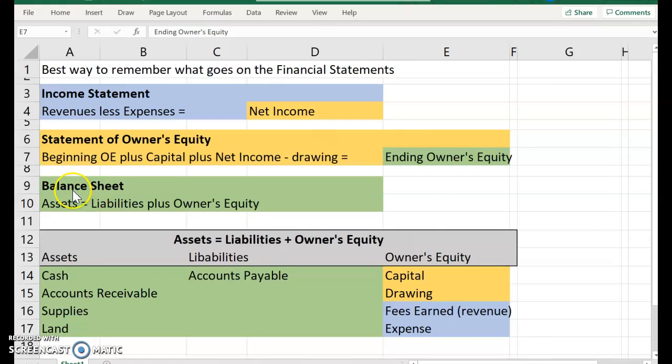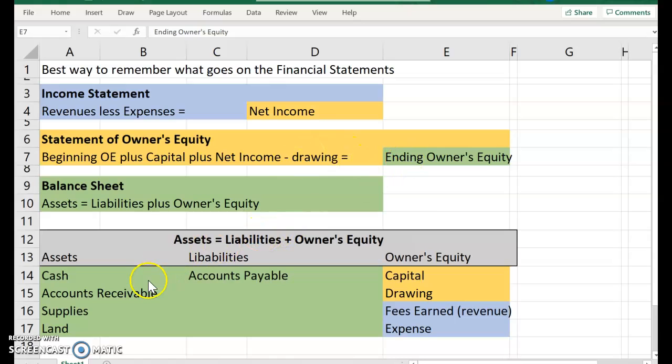Okay, so I've shown you in the balance sheet, assets are going to come from your asset accounts. You're going to list those out. You're going to list your liabilities out, but your owner's equity is going to be your ending owner's equity balance, so from the statement of owner's equity.